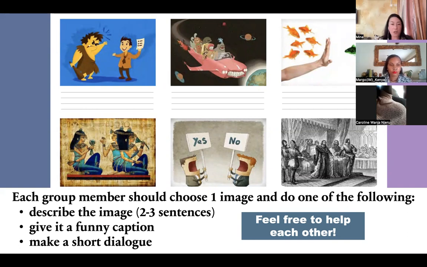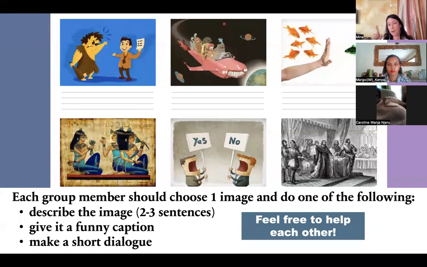Or you can make a short dialogue. You'll notice that there's at least 2 people or beings in each picture. So you could imagine what these 2 are saying. You could imagine what this armed person is saying to this fish, or maybe what these fish are saying. So you can make a short little dialogue.